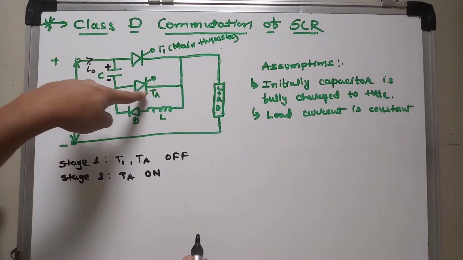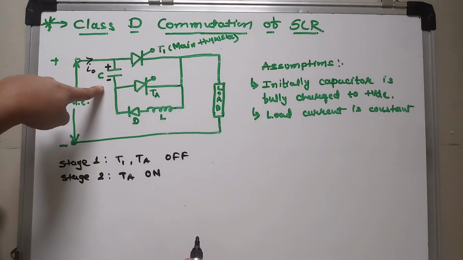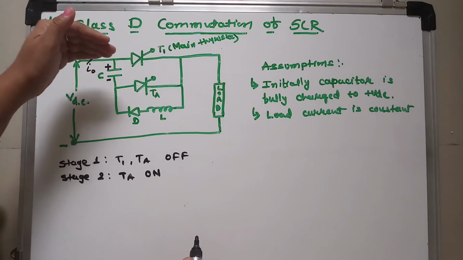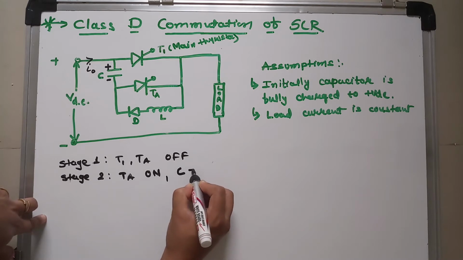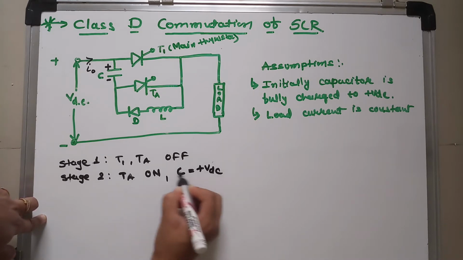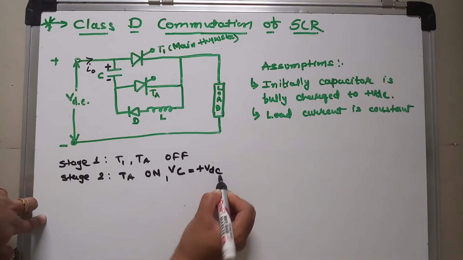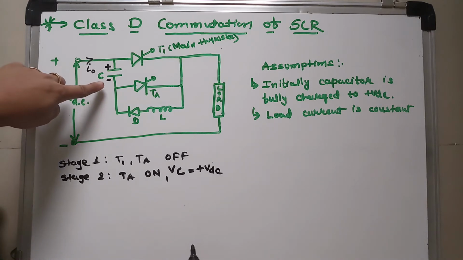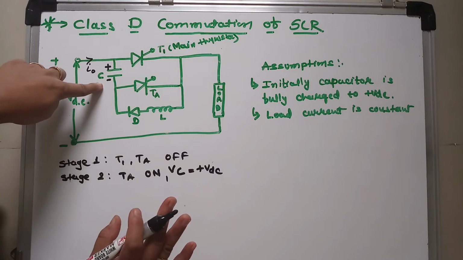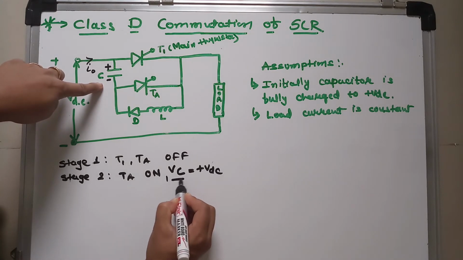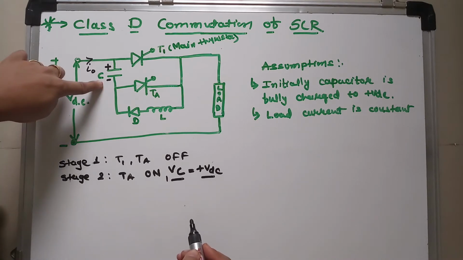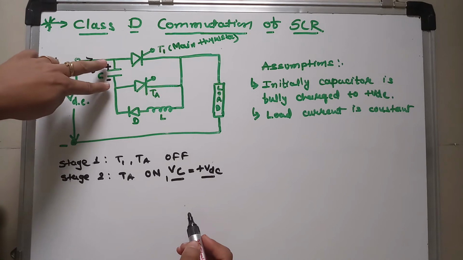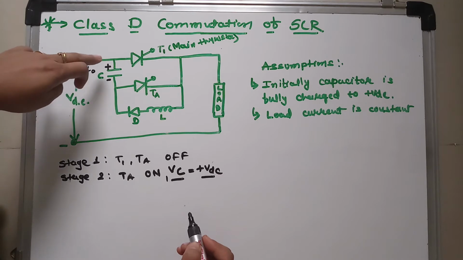At that time the capacitor is going to be charged with the upper plate positive and lower plate negative, which means the capacitor voltage is equal to plus VDC. Now when the capacitor is fully charged, meaning the voltage across the capacitor is equal to the supplied voltage plus VDC, what will happen? The capacitor acts as an open circuit, which means there is now no path for the current to flow.